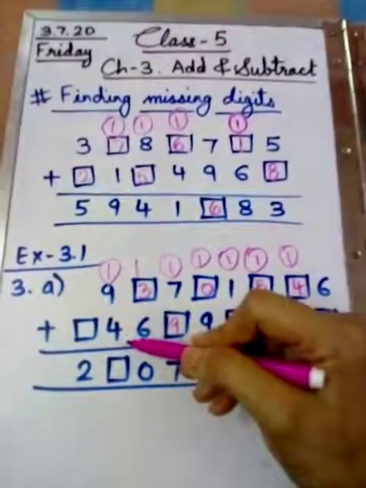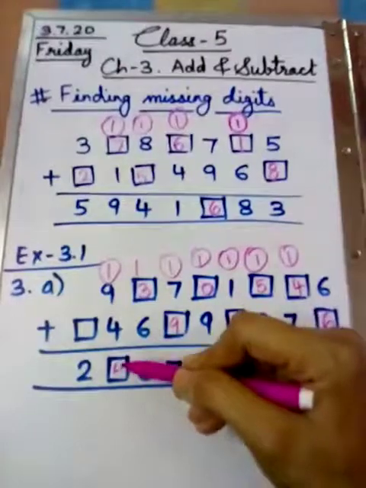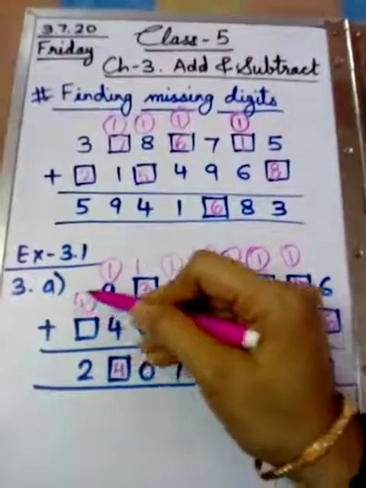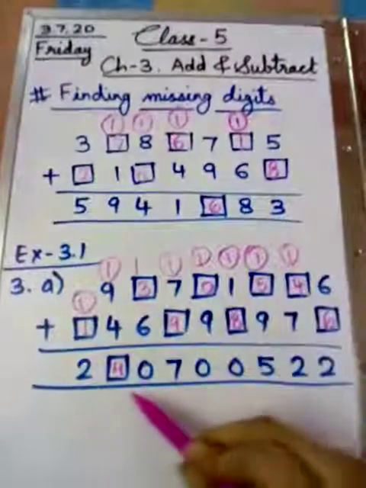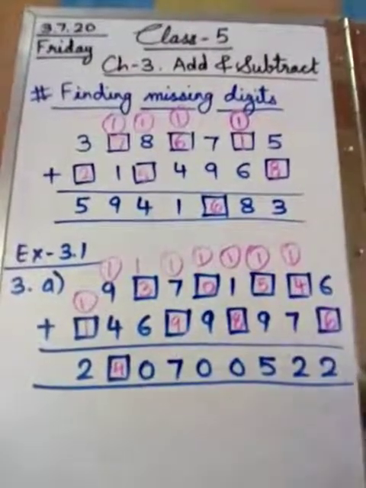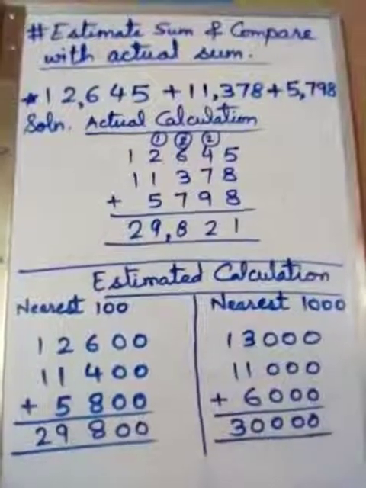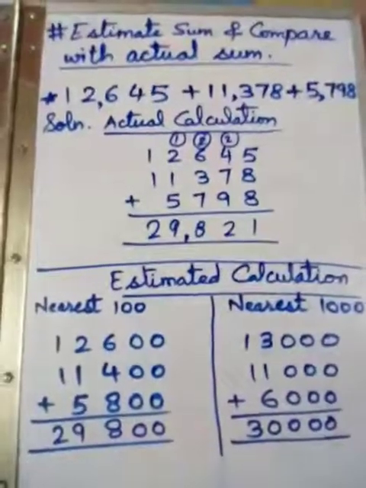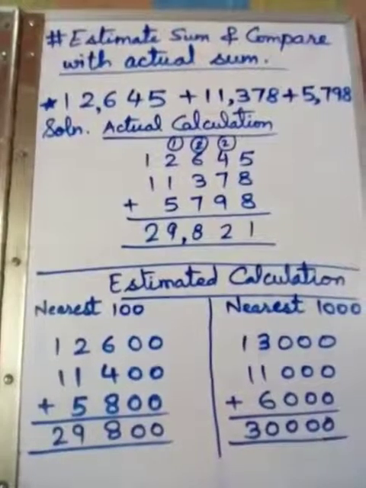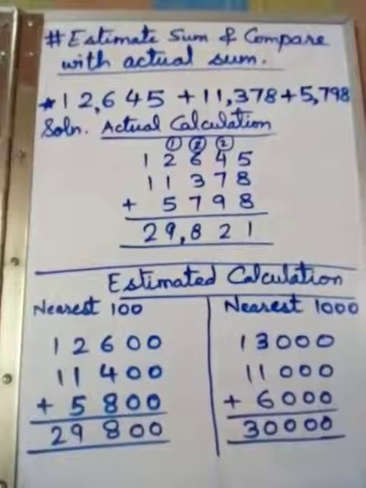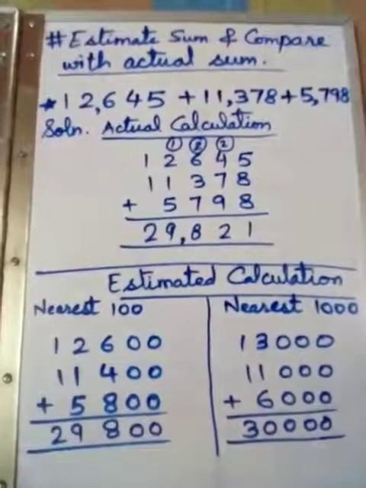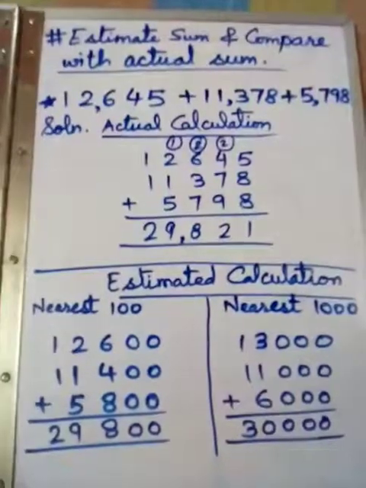1 plus 9 is 10. 10 plus 4 is 14. 14 means 4 down, carry 1. 1 plus what is 2? 1 plus 1 is 2. This is how you will find the missing digits. So students, you will do exercise 3.1 question number 3 A and B in the book only. Remember to do question number 3 in the book only. Do not do it in the copy.